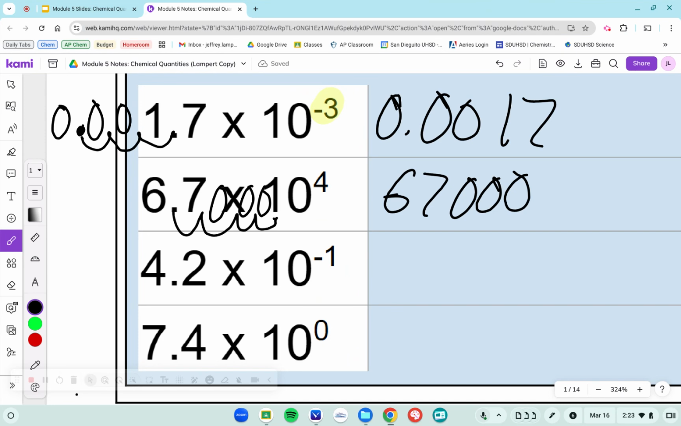All right. For 4.2 times 10 to the negative 1, we just need to move it 1 place to make our number smaller. So the answer is just 0.42. And then for the last one, we have to move it 0 places. So if we move the decimal place 0 places, it's just 7.4. All right, questions so far?